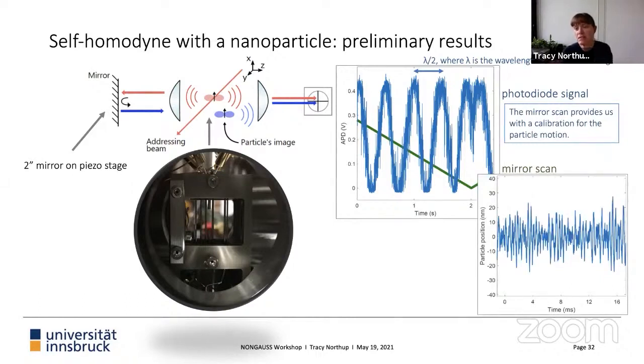And this is an example now of how we can look as a function of time and look at these particle oscillations.